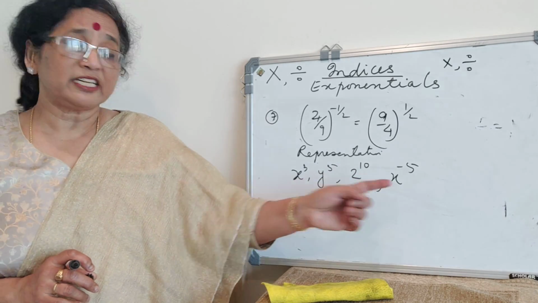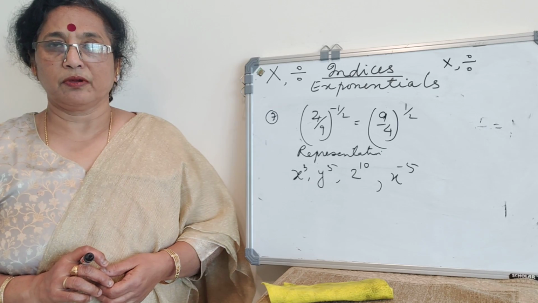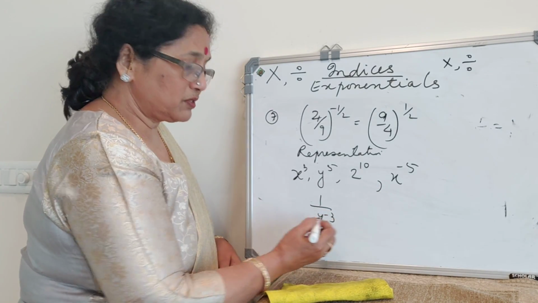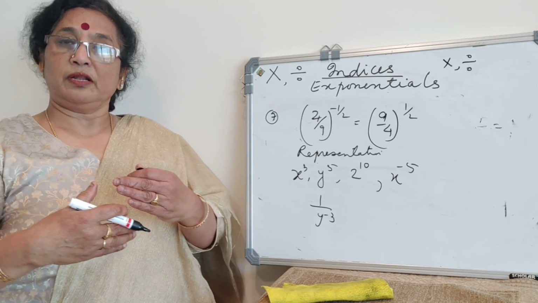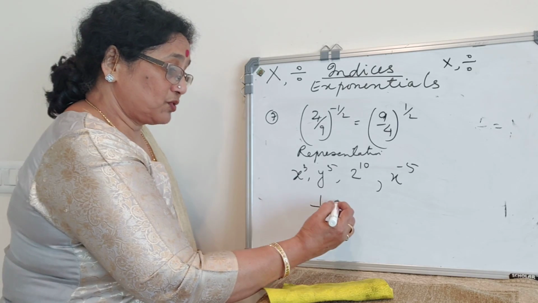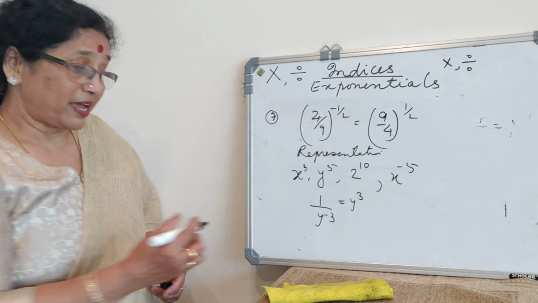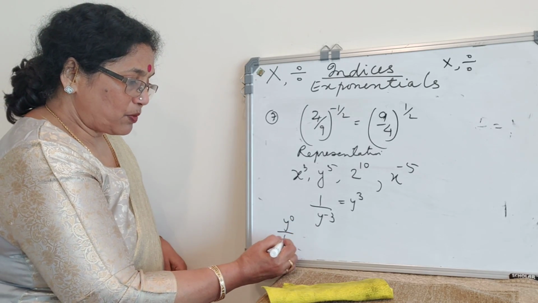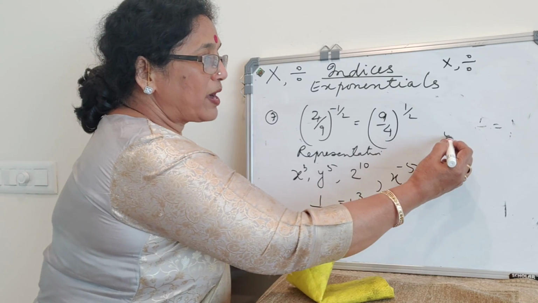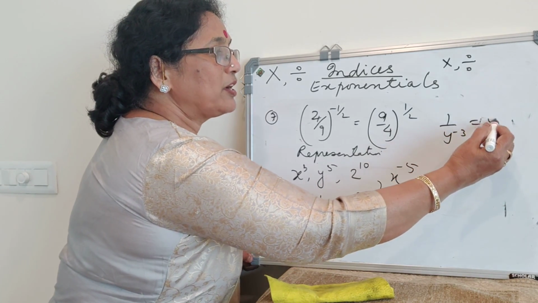So how else can you write x to the power minus 5? 1 by x to the power of 5. How do you write 1 by y to the power of minus 3? You make it reciprocal, right? 1 means y to the power of 0. So the answer is y to the power of 3. Because y to the power of 0 by y to the power of minus 3 is y to the power of 3.